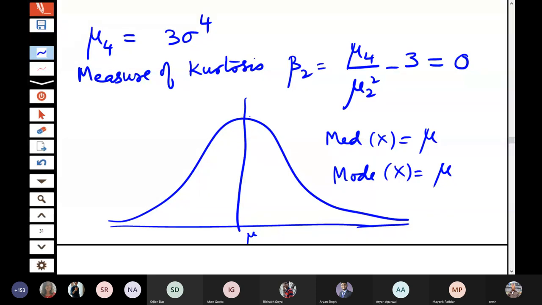Is this calculation clear? Yes, sir. Okay, so I will stop the class at this point.